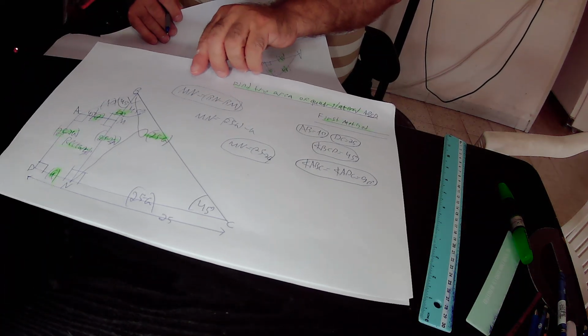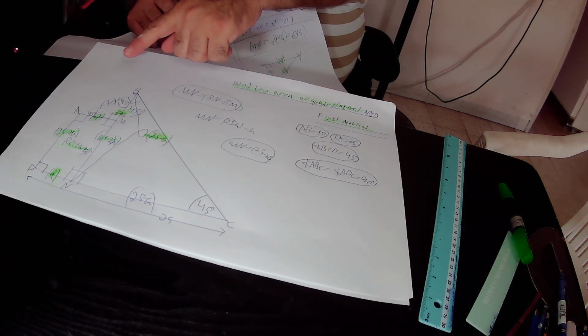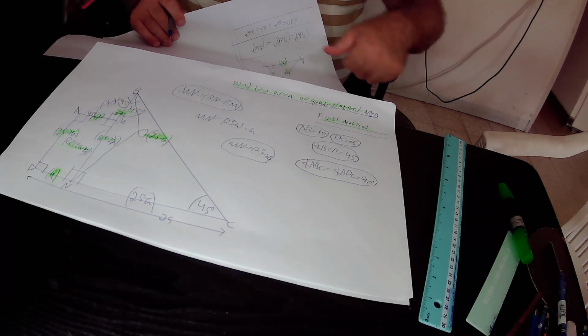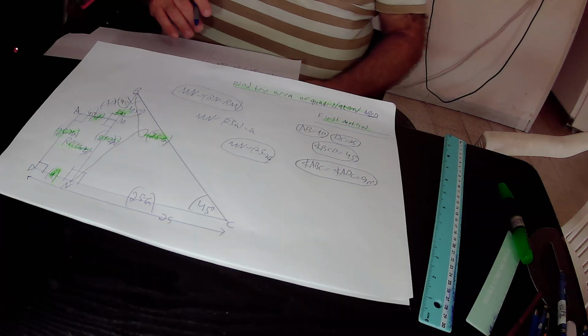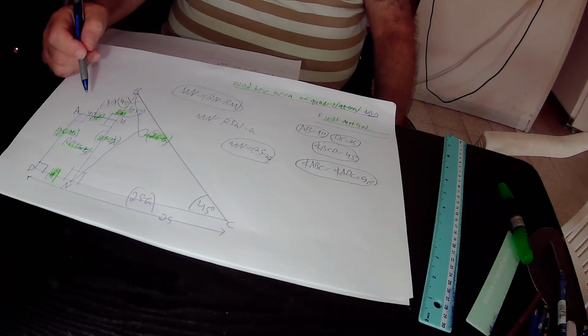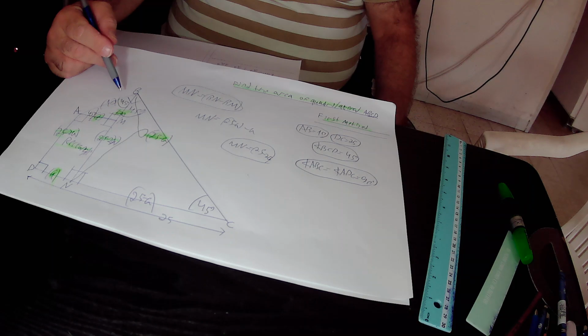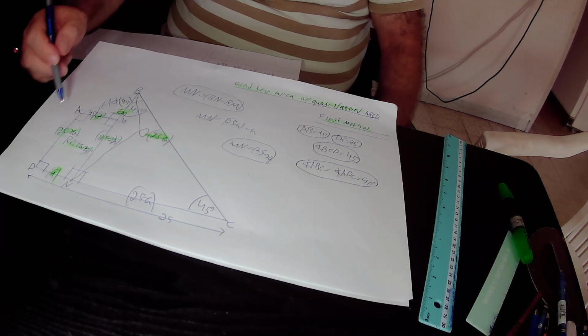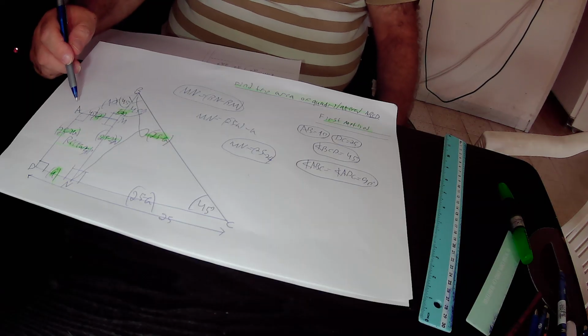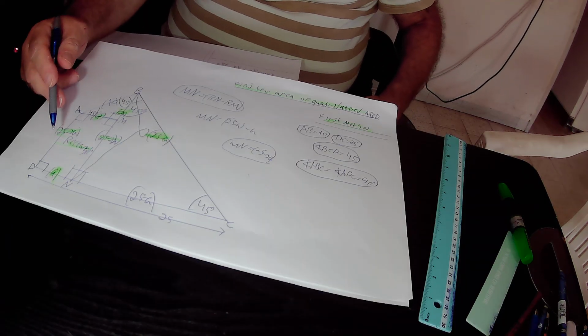Our task is to find out the area of this quadrangle ABND. Actually, this is quadrangle A, B, N, and D. Quadrangle ABND is a trapezoid. Why is quadrangle ABND a trapezoid?